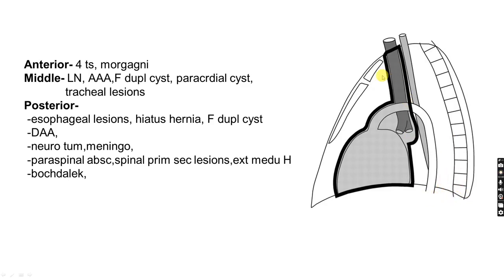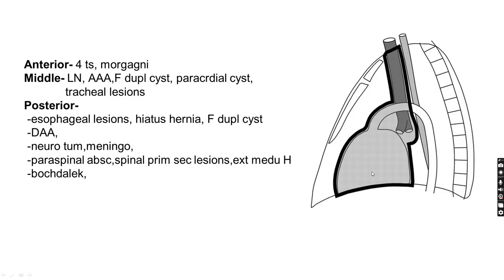Then coming to the anterior mediastinum, you remember 4 T's. First T is for enlarged thyroid extending into the anterior mediastinum. Second, thymoma. Third, to remember, terrible lymphoma. And four, teratoma. In the middle mediastinum, there are lymph node enlargement, then the tracheal lesions, then the arch of aorta aneurysm, and foregut duplication cyst, and pericardial cysts.